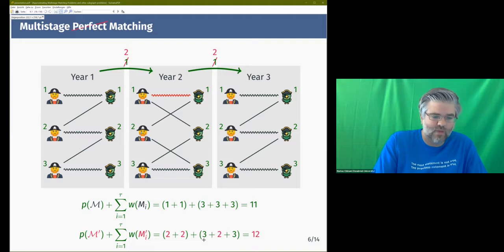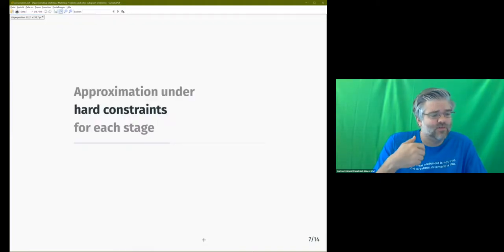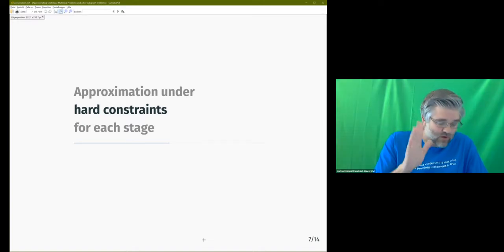So what we are really interested in is we want to have approximation guarantees under hard constraints for each stage. So these transitions should be very good, even if we are required to have a perfect matching in each stage.